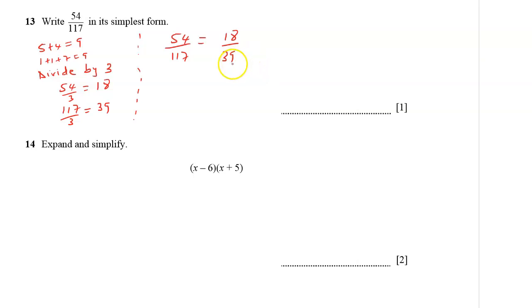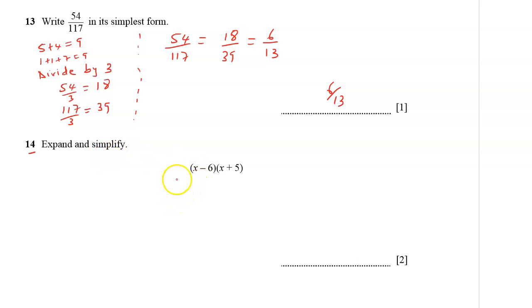Yes, we can. It's divisible by 3 actually. We also divide 18 by 3. We get 6. 39 divided by 3 will get 13. Yeah, and therefore that is the simplest form. So 6 over 13.